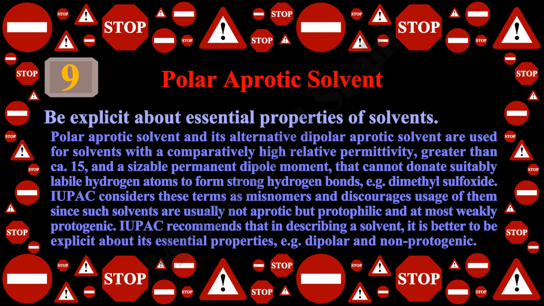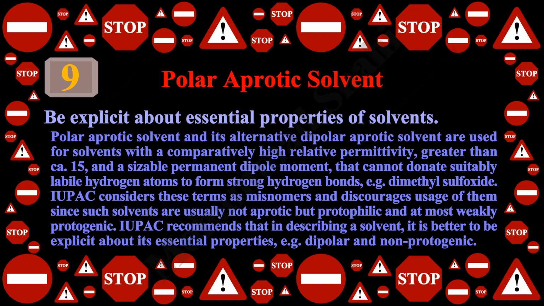Our ninth obsolete term is polar aprotic solvent. Polar aprotic solvent and its alternative dipolar aprotic solvent are used for solvents with a comparatively high relative permittivity, greater than circa 15, and a sizable permanent dipole moment that can't donate suitably labile hydrogen atoms to form strong hydrogen bonds, for example, dimethyl sulfoxide.